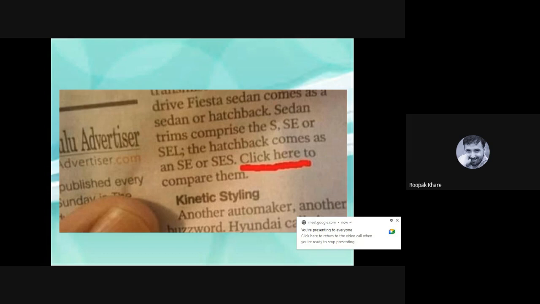Another article or advertisement. Somebody must have written it for some digital communication, and the same script was supplied to the print guys also. So here they have written, "Click here to compare them." Look at it. Such a pity.